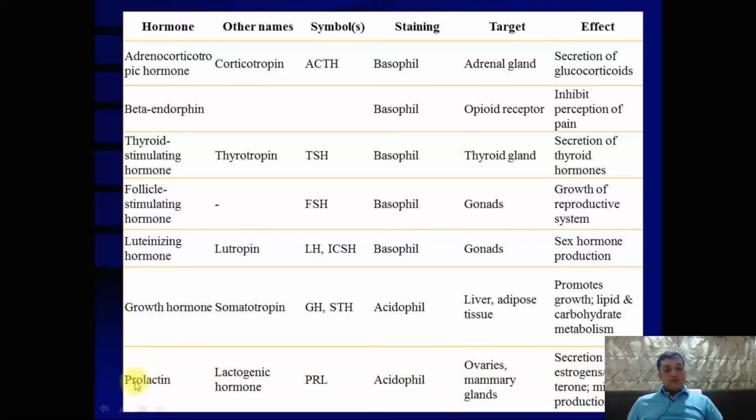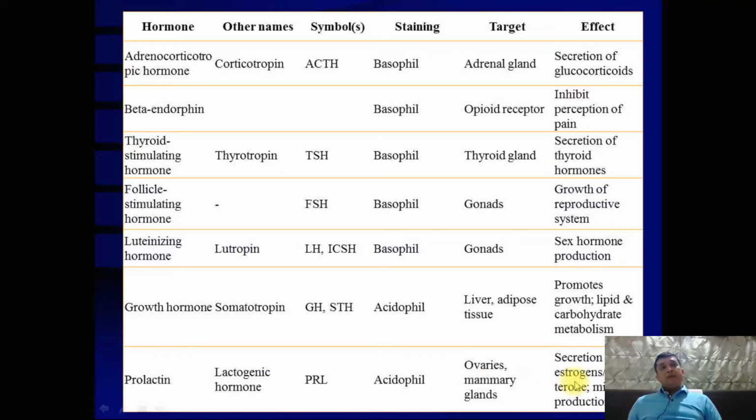So next, moving towards prolactin, which is a lactogenic hormone, also referred to as PRL. Again, these are acidophilic, because they love acidic dye, and their main target is the mammary glands, where they stimulate the production of milk. So lactogenic hormone, okay. This is the major effect. But also they can influence the ovaries, because they can inhibit the release of estrogen and progesterone.